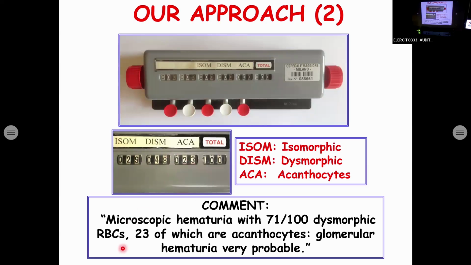And I give you this example. We have 100 red blood cells, microscopic hematuria with 71 dysmorphic red blood cells out of 100 examined red blood cells. 23 of these dysmorphic cells are acanthocytes. Conclusion: glomerular hematuria, very probable.